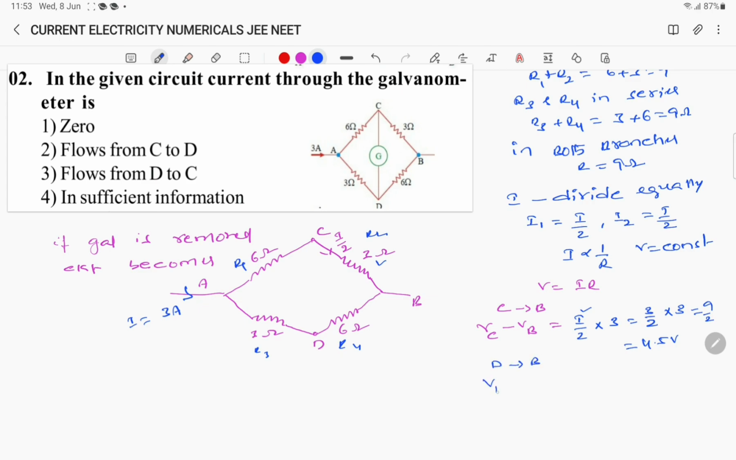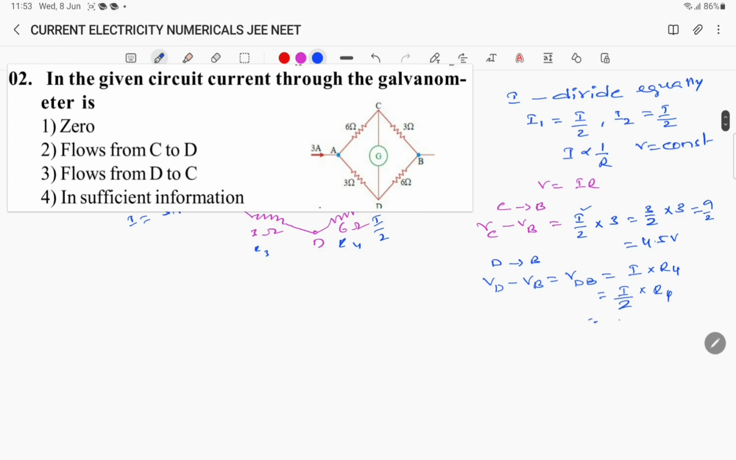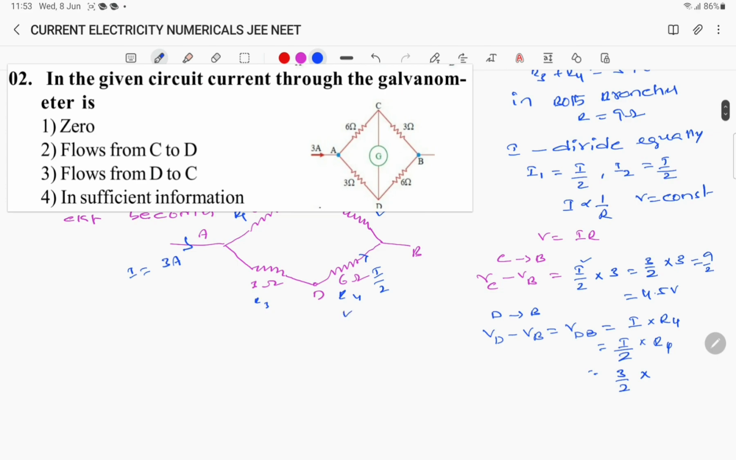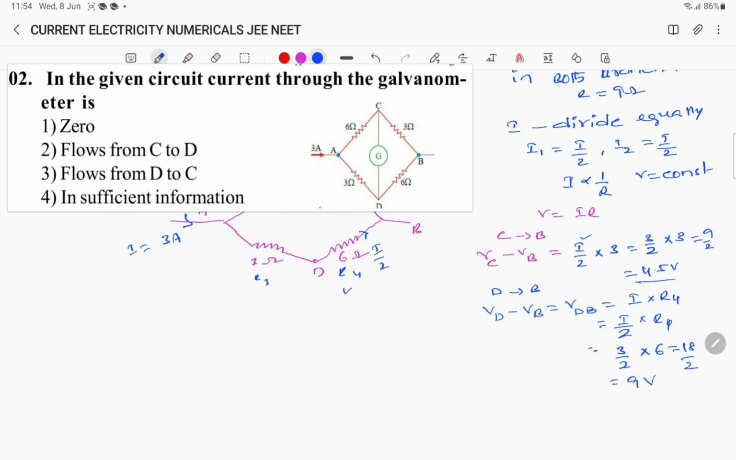Now let us take D to B. D is the higher and B is the lower. So VD minus VB equals VDB. Apply Ohm's law. How much current passes through D to B? I by 2 passes through it, into R4. Substituting the main current value 3, we get 3 by 2 into R4, which is 6. Then we get 18 by 2 equals 9. So the potential difference from D to B is 9 volts.